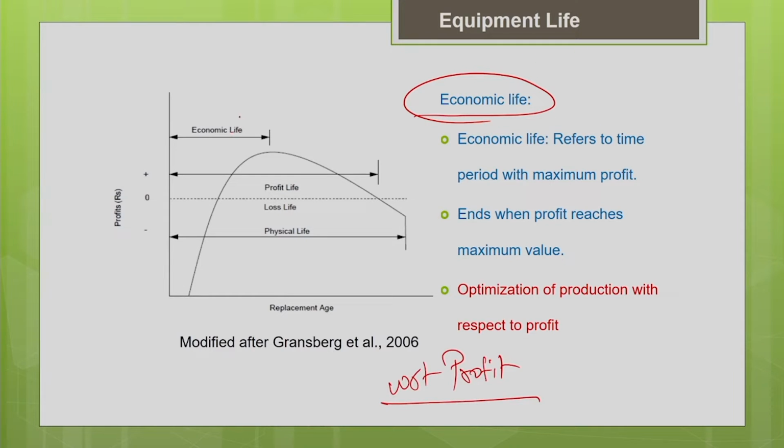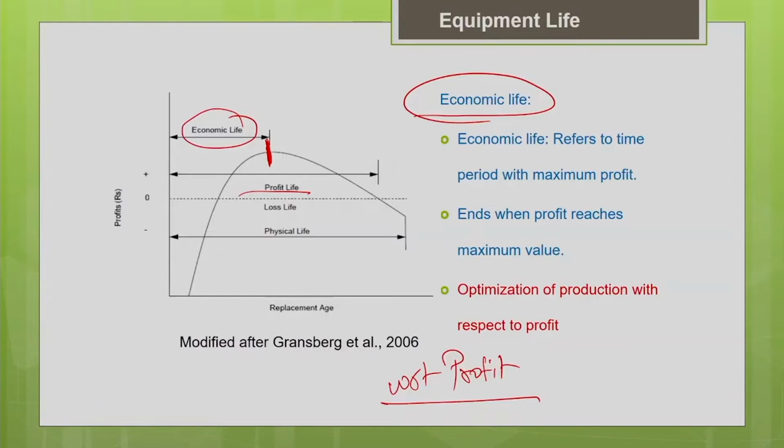So economic life is a part of your profit life. Economic life ends when the profit is maximum. Generally, from the business perspective, equipment owners never want their profit to get eroded. We always want to have the maximum profit, so that is why your economic life ends when the profit is maximum.